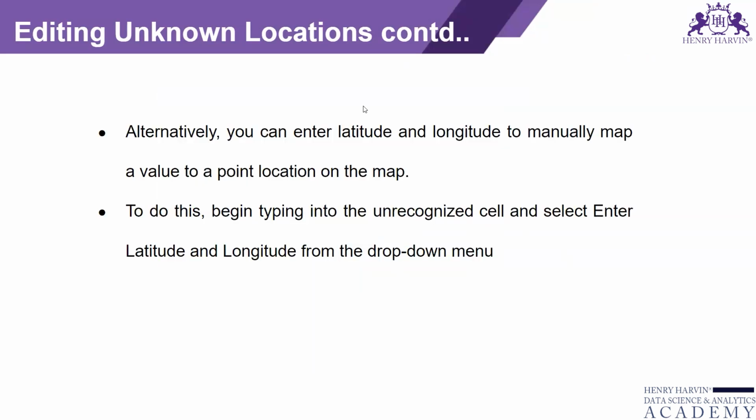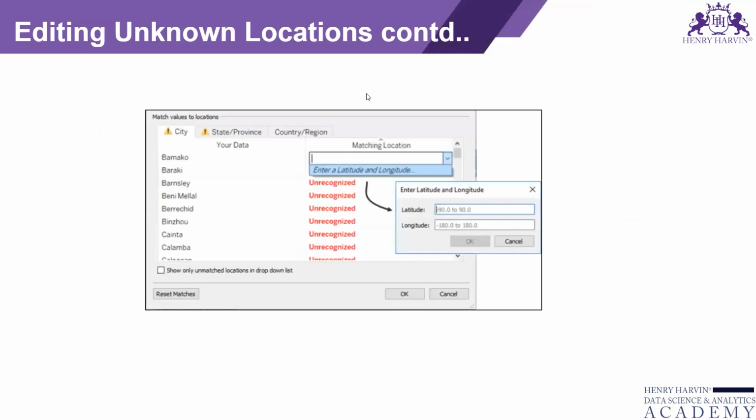Here, you can enter latitude and longitude to manually map a value to a point location on the map. Begin typing into the unrecognized cell and select enter latitude and longitude from the drop down menu. See here, there are cities or states or provinces which are not matchable. It is already giving me unrecognized. These are cities of some country that even I am not aware of. So Tableau says these are unrecognized locations, that Tableau doesn't understand.